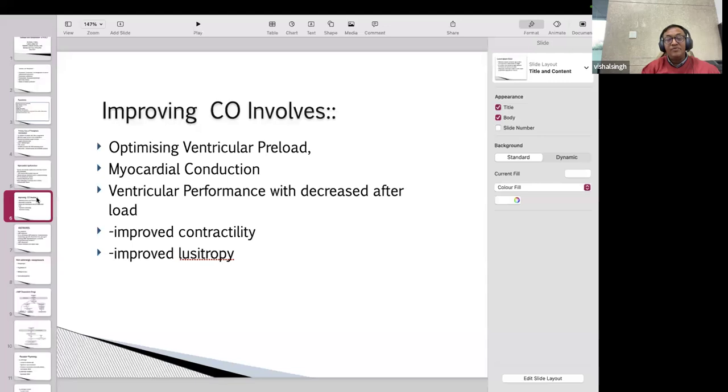And filling pressures, obviously, when you use a vasopressor, sometimes especially, they also improve the filling pressures by working on the venous sinuses on the stressed volume. So that is also something which works in favor of the patient. And how to decide about which vasopressor to use, that is something which we'll come to later.